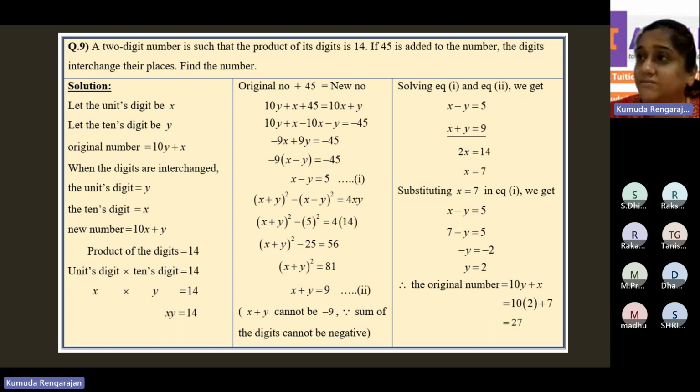Then what did you get? X minus y is equal to 5. You're sure you got that? Yeah. Next, write the equation. I'll come and see your book. Don't worry, I'll come and see. Next, write the identity, children.